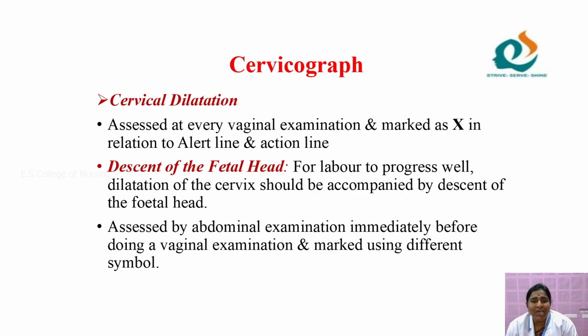In the cervicograph, cervical dilatation is marked after vaginal examination as X in relation to the alert line and action line. Cervical dilatation alone will not ensure normal vaginal delivery; descent of the fetal head should occur parallelly. Why is descent of the fetal head important? The baby has to descend through the pelvis and come out. If there is inlet, mid pelvic or outlet contraction, it leads to poor descent of the fetal head, and obstruction or prolonged labor may happen. So we cannot expect normal delivery.